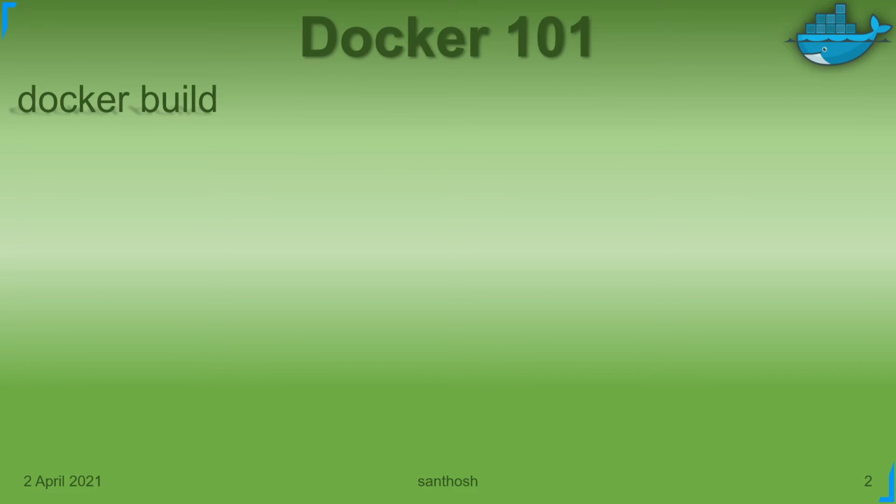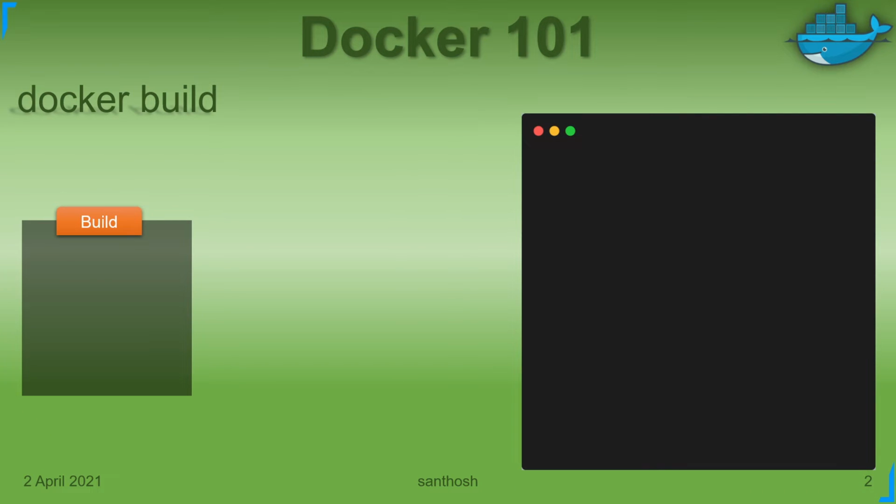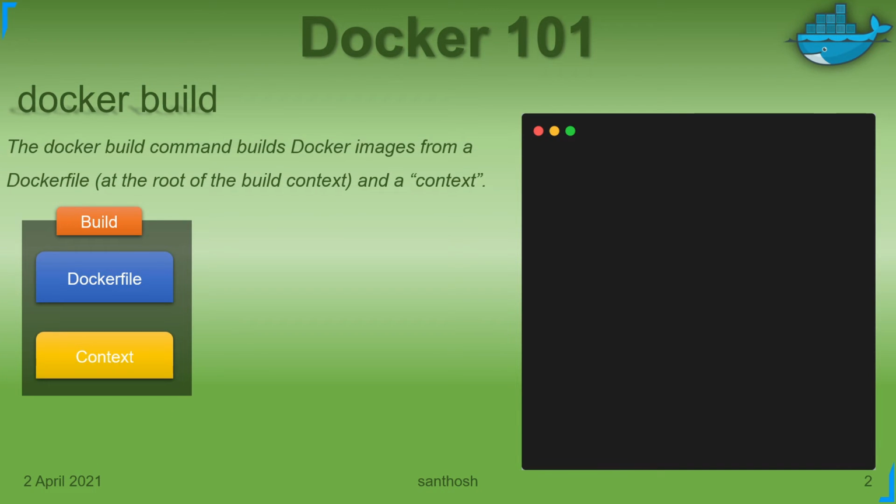Docker image is the fundamental Docker object. To build an image, we use the command docker build. The docker build command requires two arguments. One is the Dockerfile itself, with a simple set of instructions containing how the image should look. And the second one is the context. The Dockerfile must always be present at the root of the build context.